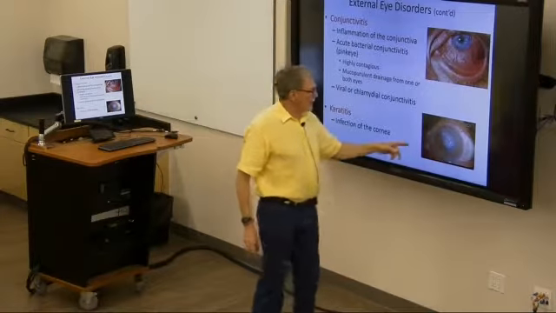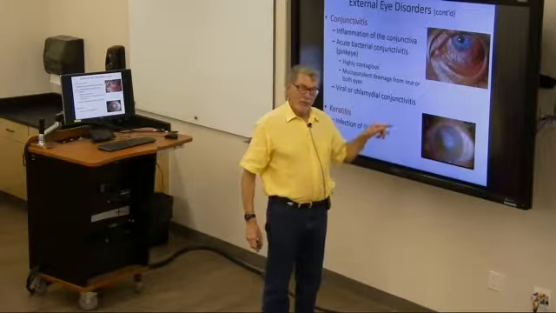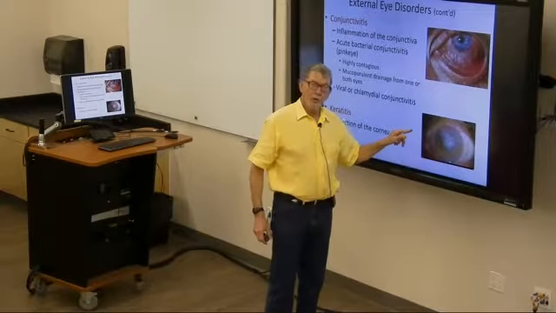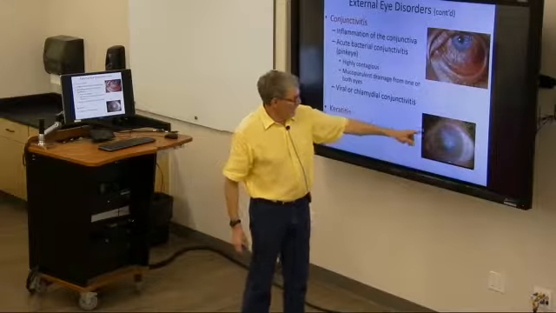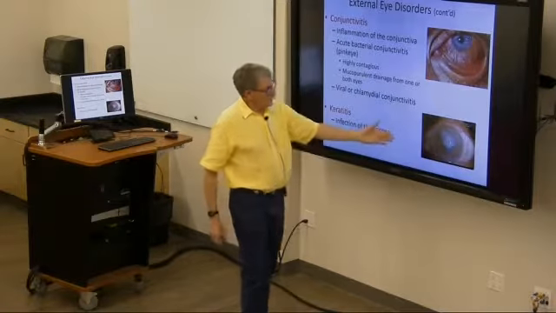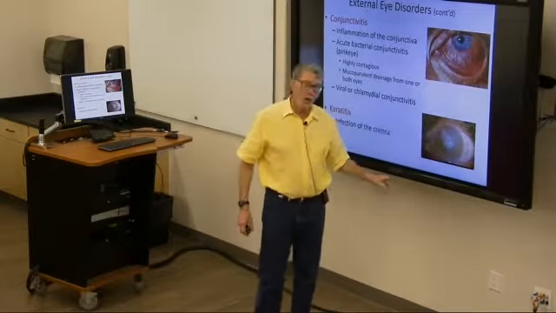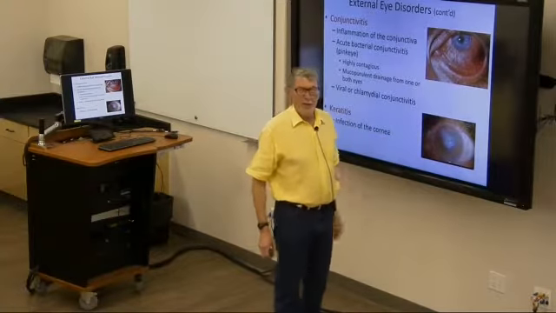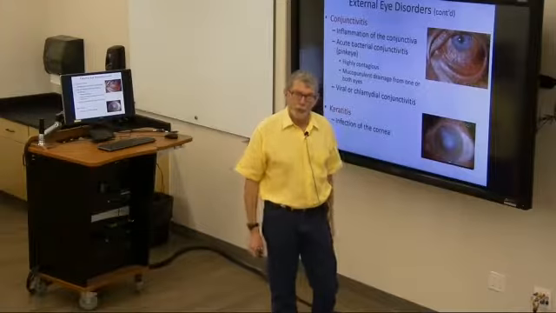Keratitis is an inflammation of the cornea. Kerato is the term for cornea. So an inflammation of the cornea, an infection. Now, if you can make this go away without scarring, you're okay. If you can't get it to go away without scarring, you're going to need a corneal transplant.